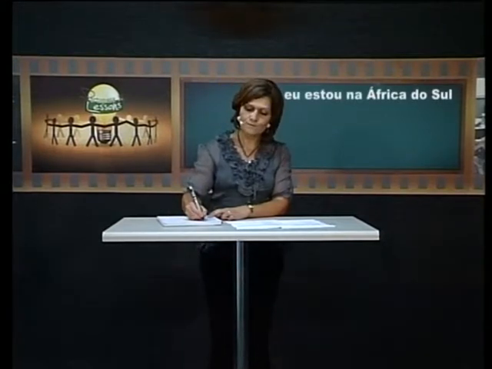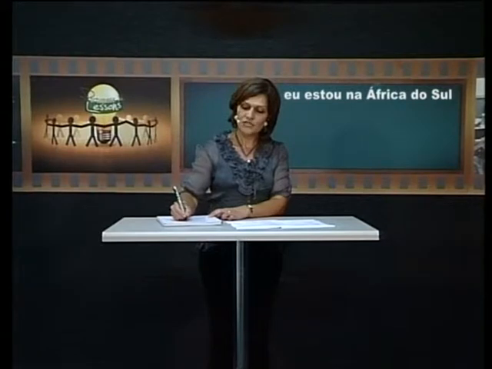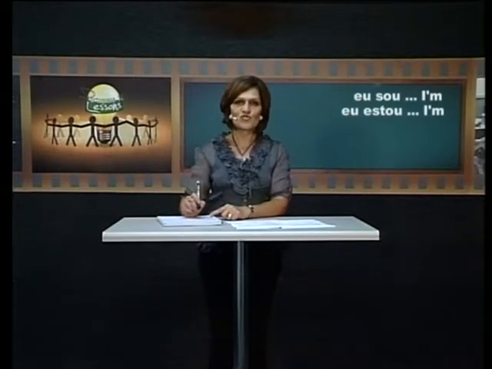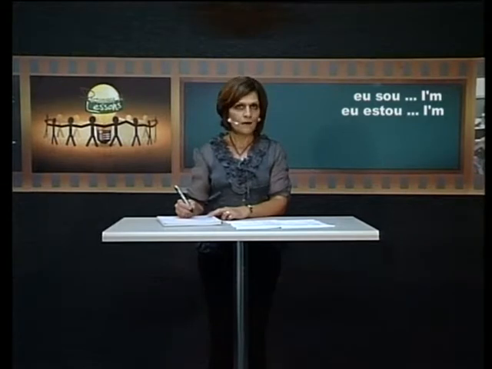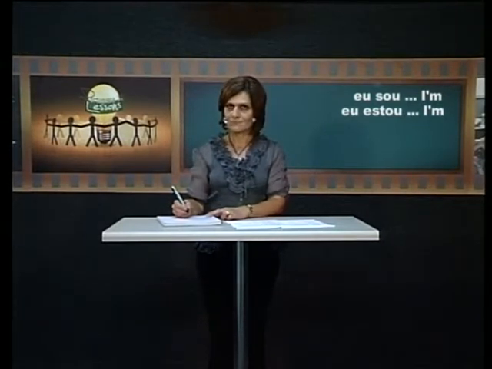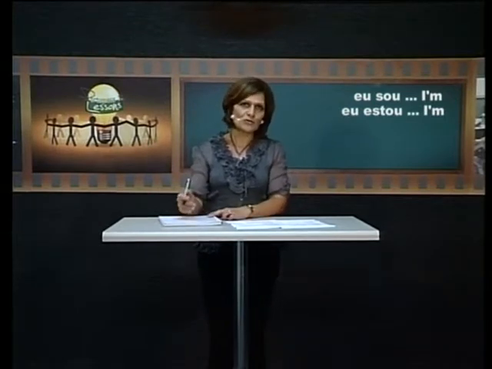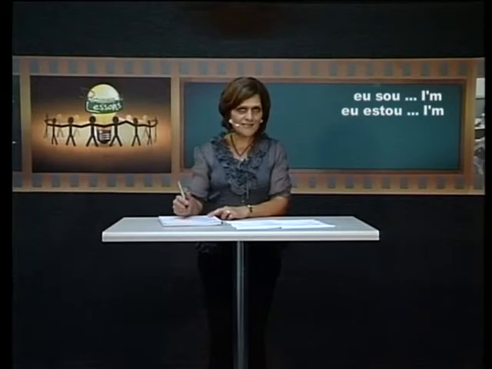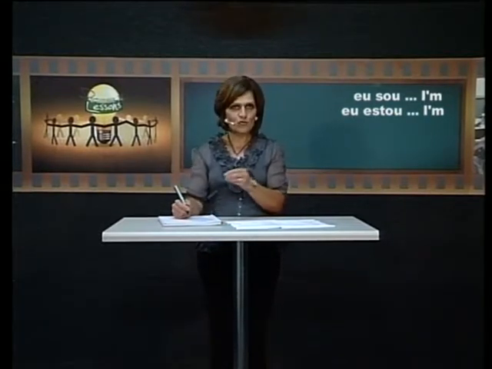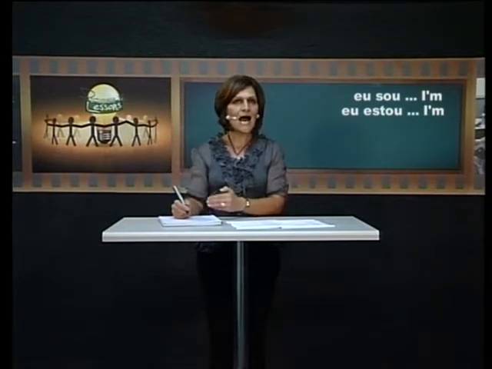And how do you say, I am in South Africa? That would be eu estou na África do Sul. Eu estou na África do Sul. I am in South Africa. But now we've got a problem here. Eu sou means I am. Eu estou means I am. What is happening here? You should be used to this by now. There's always more than one thing in Portuguese for one only thing in English. And this is no exception. In Portuguese, both eu sou and eu estou mean I am.